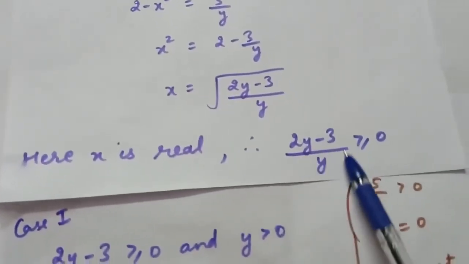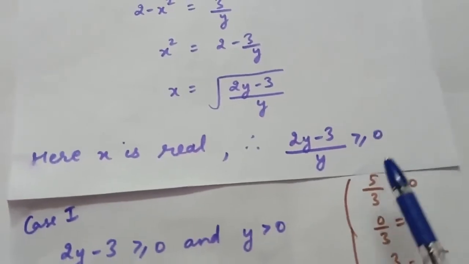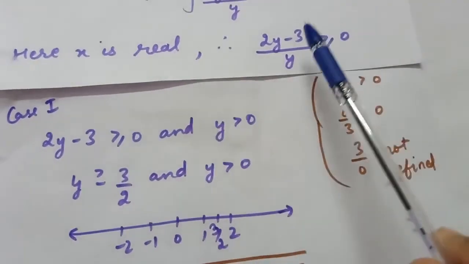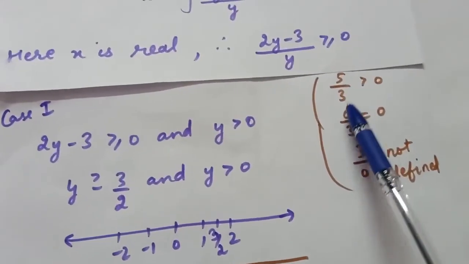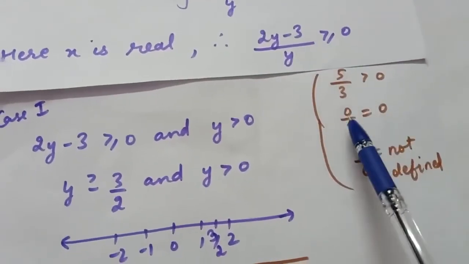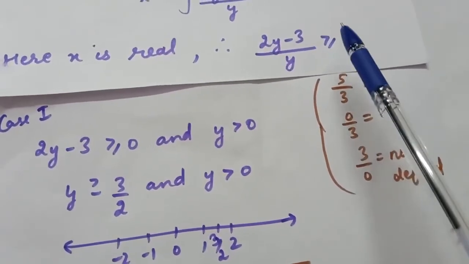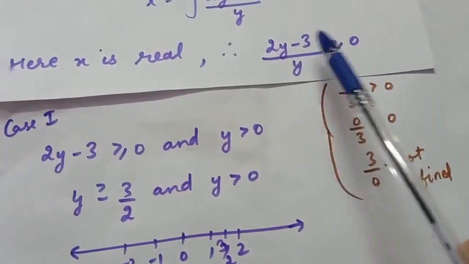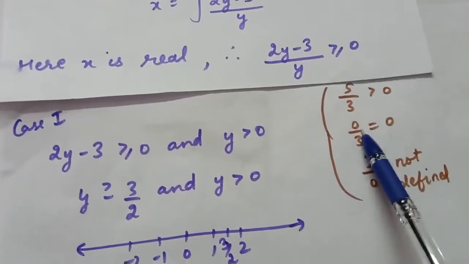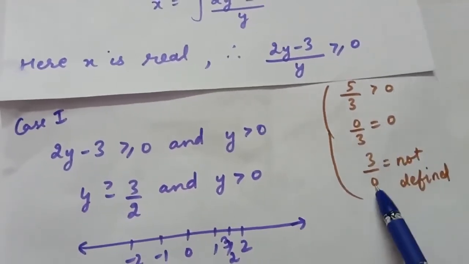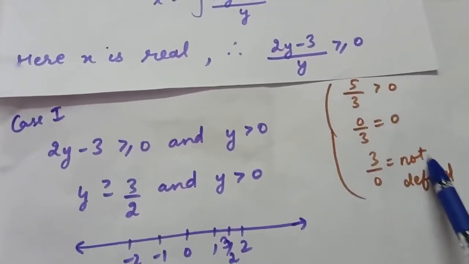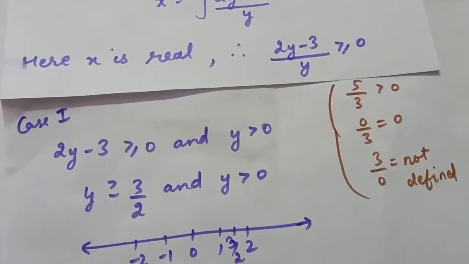Now see, we know that this is either equal to 0 or greater than 0. So two cases arise. First is, if both the numerator and denominator are positive, then the result will be greater than 0. Or if the numerator is equal to 0, then the result will be 0, which we also want. We want this either greater than 0 or equal to 0. So it will be equal to 0 when the numerator is 0. And also we cannot take the denominator as 0. If y becomes 0 at any point, then the value will be not defined, right?